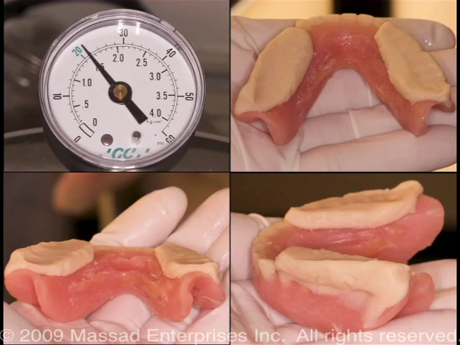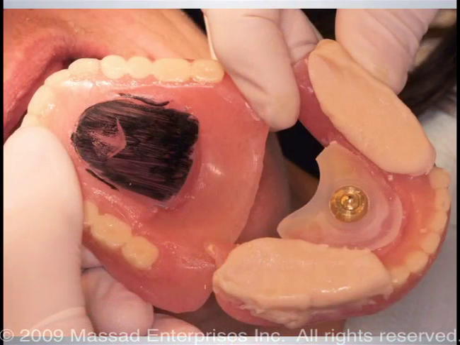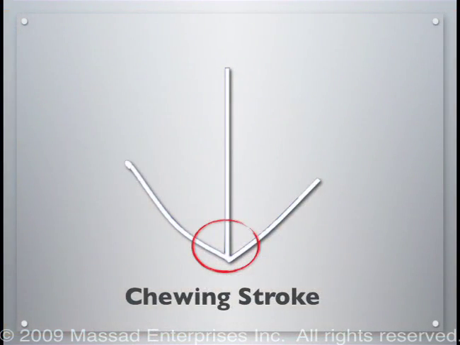Once polymerized in the mouth, it is then put into a heated pressurized water pot to remove any excess resin monomer and complete polymerization. Note the apex on the maxillary striking plate. Once again, we see the arrow. The circle at the apex of the arrow is considered the chewing stroke.